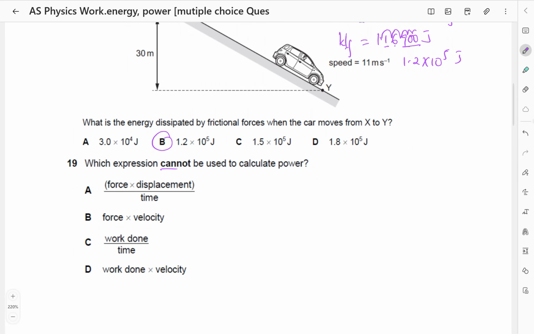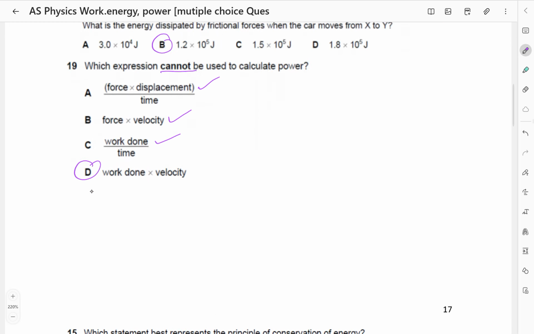Which expression cannot be used to calculate power? Of course, power is work done over time taken. So power can be force times displacement, that is work done over time. Power can be force times velocity. Power is work done over time. Power cannot be got from work done times velocity. So this one is not correct.